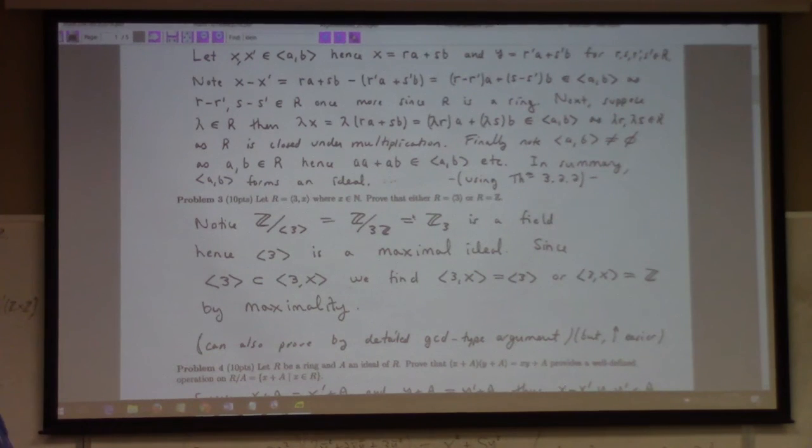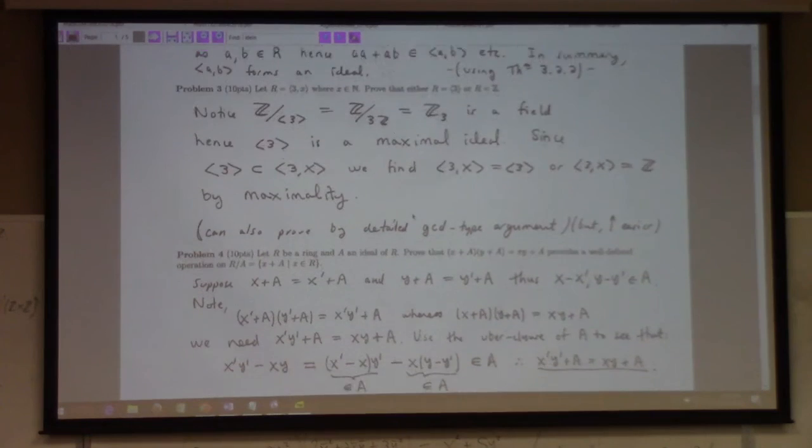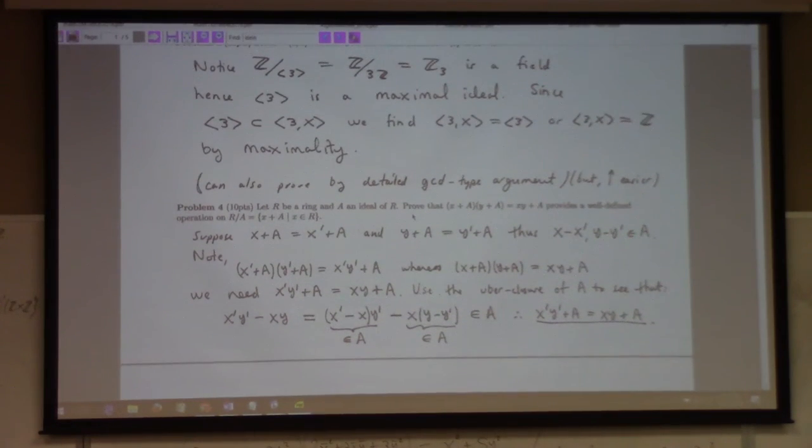This here is actually not that bad either. The key is to notice that Z mod the ideal generated by 3 is a field, which means that this is a maximal ideal, right? And that being a maximal ideal is precisely what is needed to say that R is either equal to 3Z or Z. So that was that. Some of you got that. Not many people got 4.